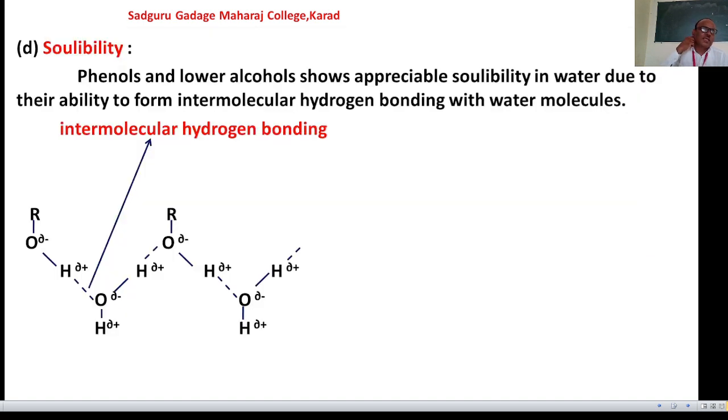Next, solubility. Phenols and alcohols are highly soluble in water due to their ability to form intermolecular hydrogen bonding with water molecules. We have already discussed how this intermolecular bonding is formed. So here ROH, alcohol, and water form a hydrogen bond. Again here a dotted line represents hydrogen bonding between oxygen and hydrogen. Also here oxygen and hydrogen form a hydrogen bond. So this is intermolecular hydrogen bonding between alcohol and water, therefore these are soluble in water.